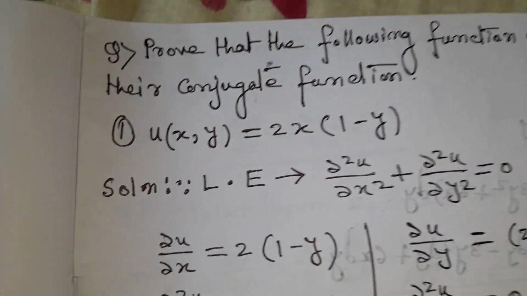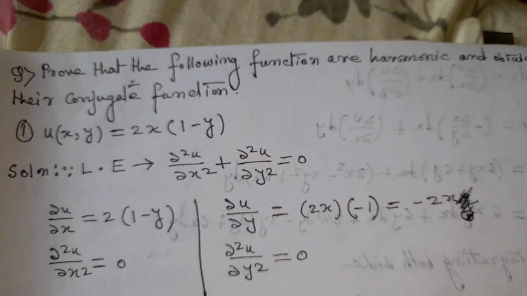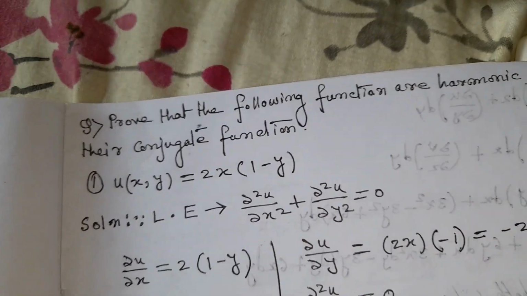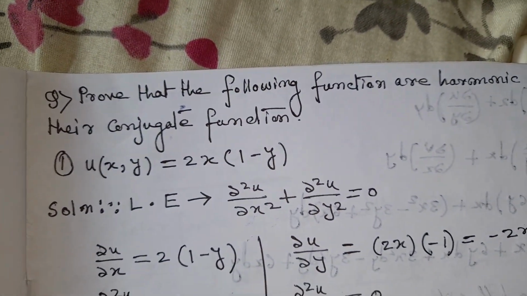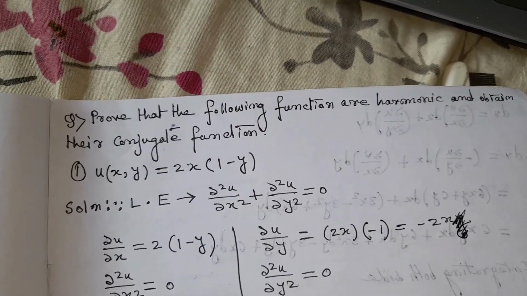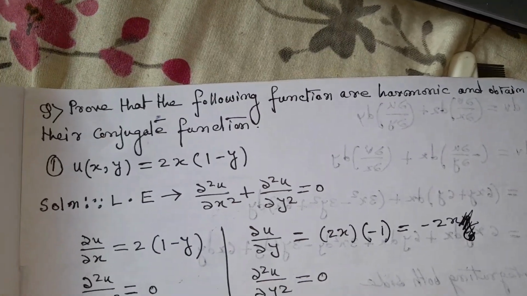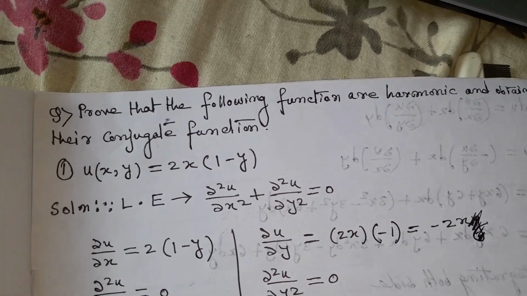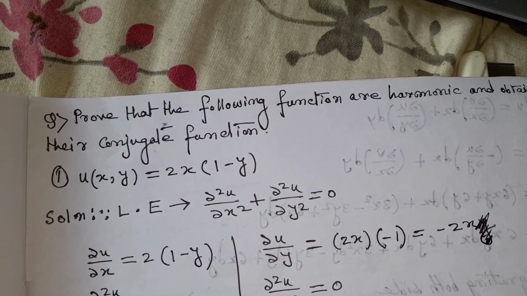The question is, prove that the following function is harmonic and obtain the conjugate function. This question often comes in university examination, that is why I am giving you the example. The function is u(x,y) equal to 2x into 1 minus y.